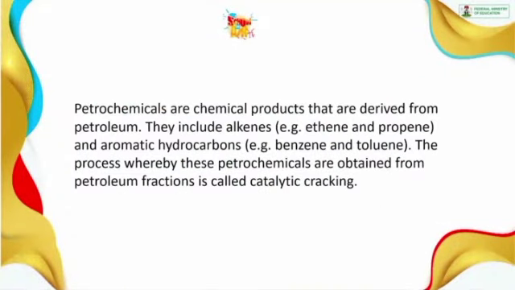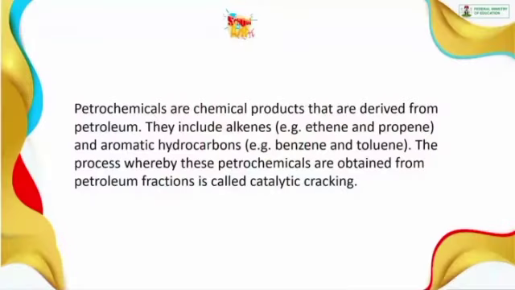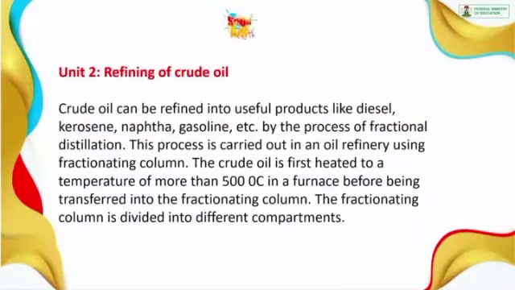Petrochemicals are chemical products that are derived from petroleum, and they include alkenes, for example, ethane and propane, and aromatic hydrocarbons like benzene and toluene. The process whereby these petrochemicals are obtained from petroleum fractions is called catalytic cracking. The process whereby these petrochemicals are obtained from petroleum fractions is known as what? Catalytic cracking.